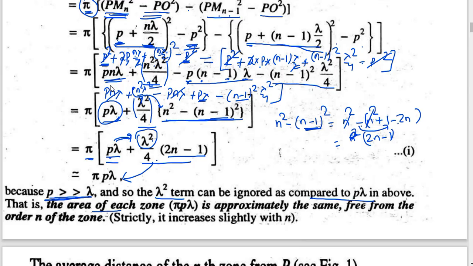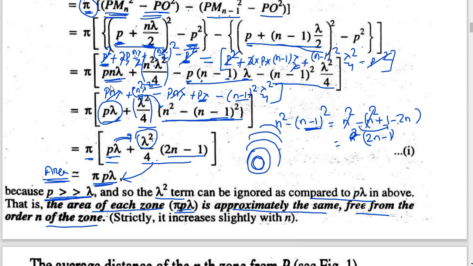That is, the area of each zone, that is pi p lambda, is approximately the same, free from the order n of the zone, because I have already told you that this is the first half period zone, this is the second, this is the third, this is the fourth, this is the fifth half period zone. So the area of the half period zones is independent of n. There is no n, approximately no n. So the area is independent of the order of n.